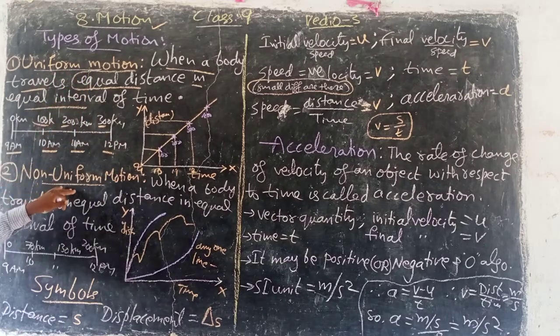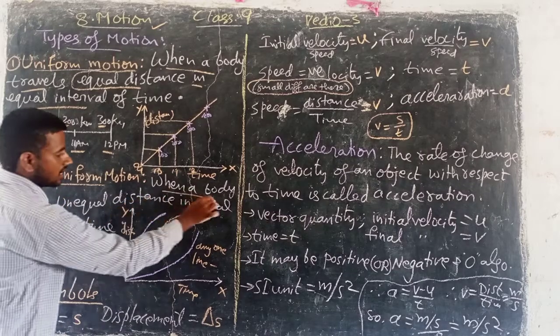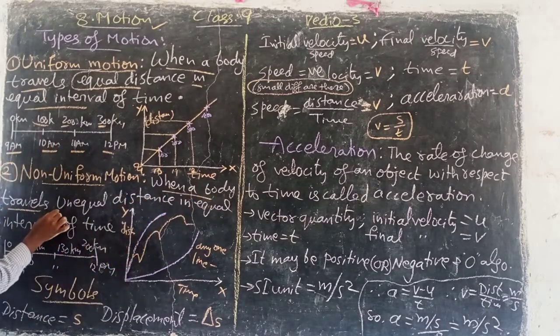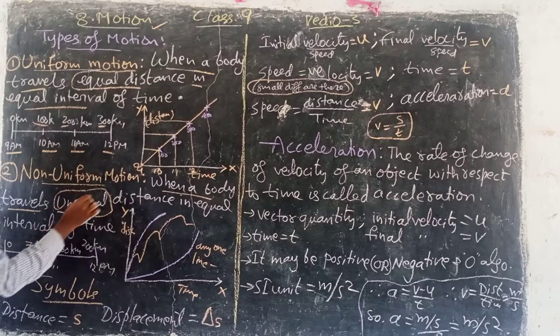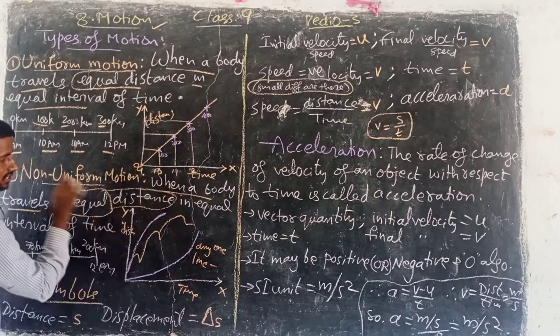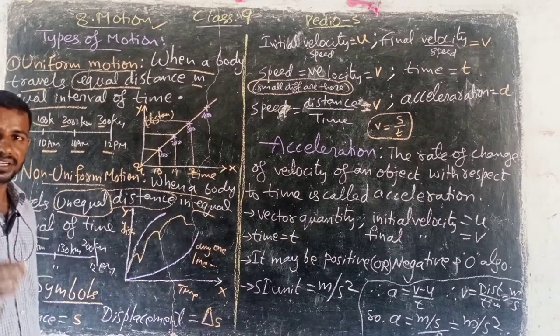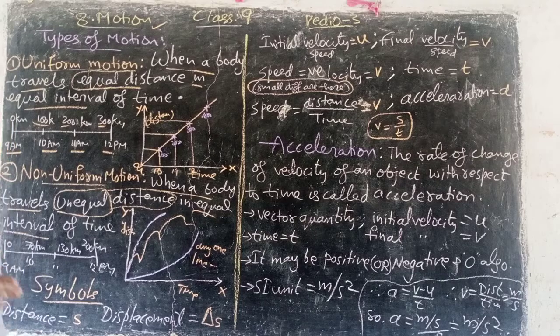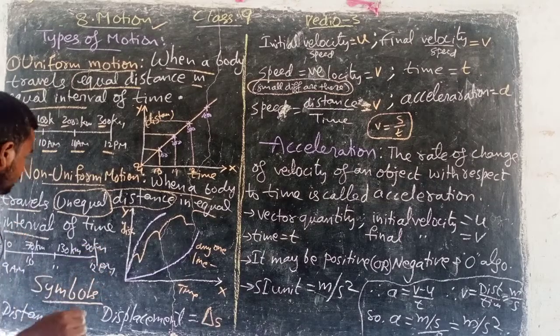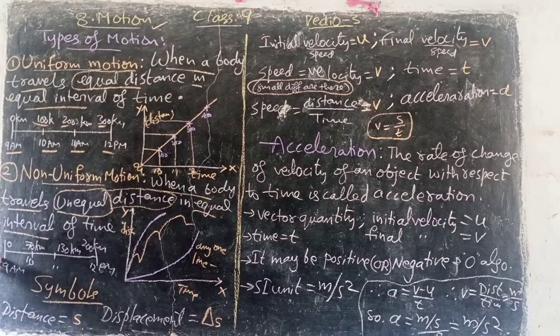Second, non-uniform motion. Look here, when a body travels unequal distance in equal time intervals, the time interval is equal but the distance is not equal, then we call it non-uniform motion. Similarly, a body traveling from 0 kilometers to 70 kilometers and 70 kilometers to 130 kilometers.